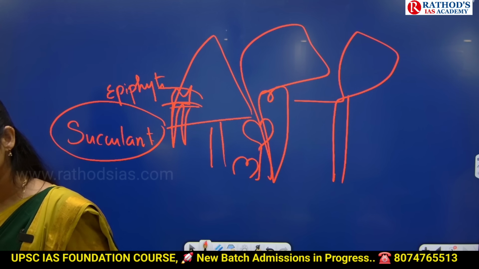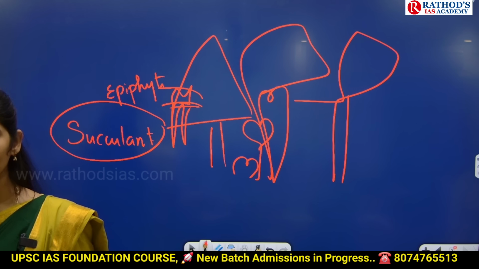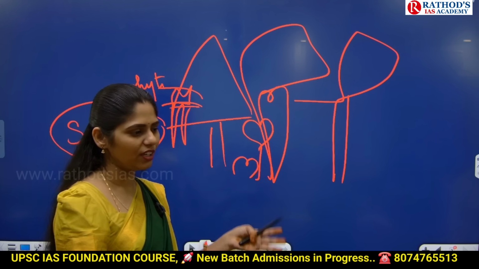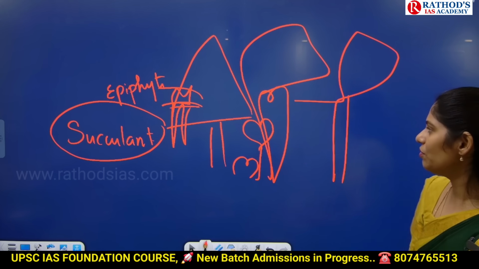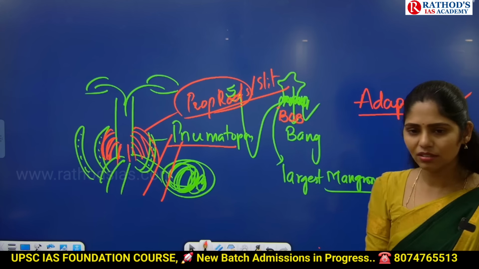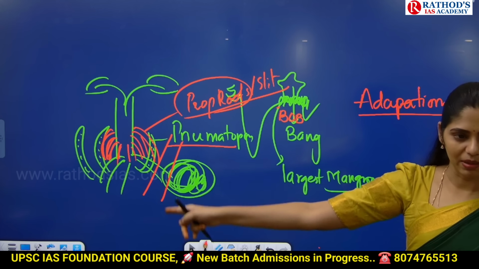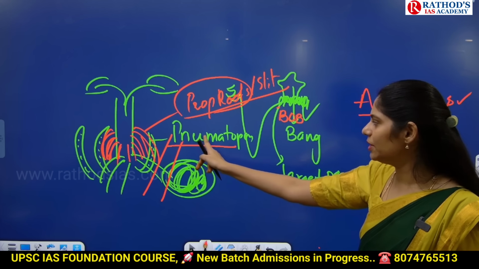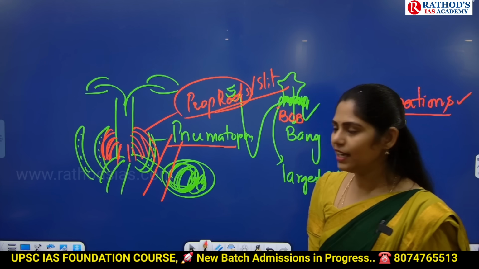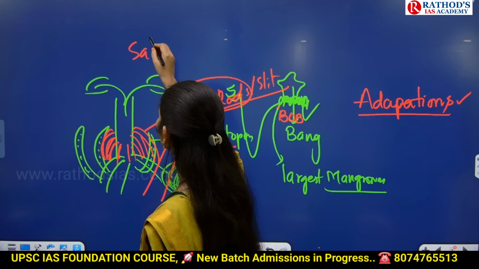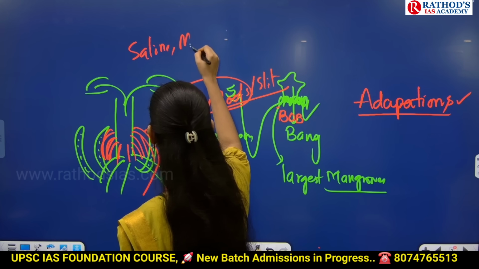So every plant, based on its geography and environment, gets adapted. In the same way, mangroves also got adapted to that environment. Because of that, they developed these pneumatophores, they developed these prop roots. And they are also saline or marshy plants.